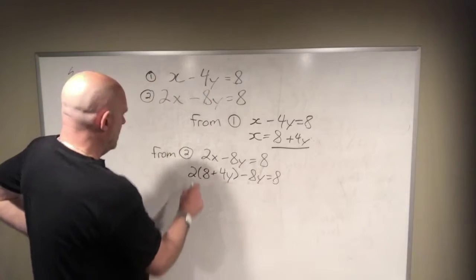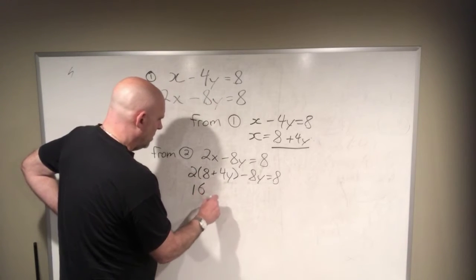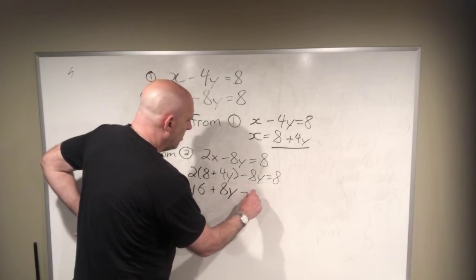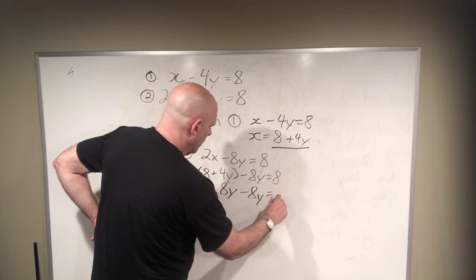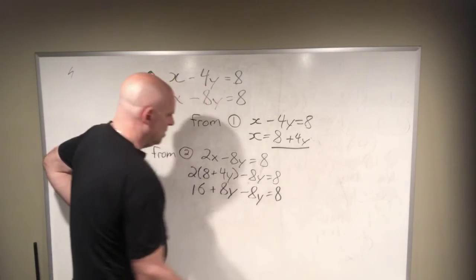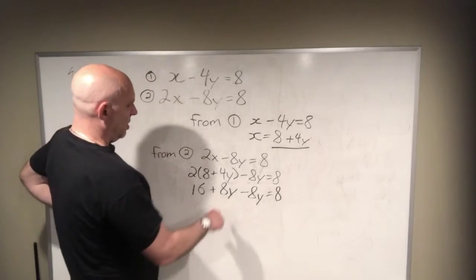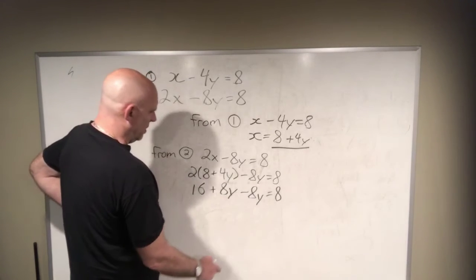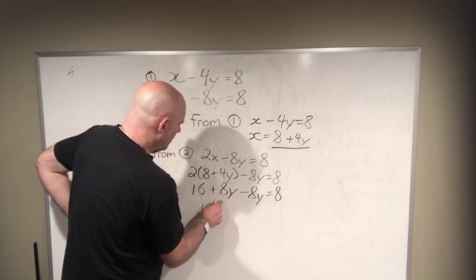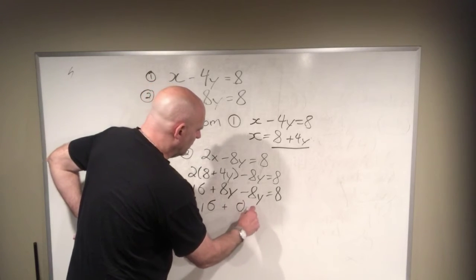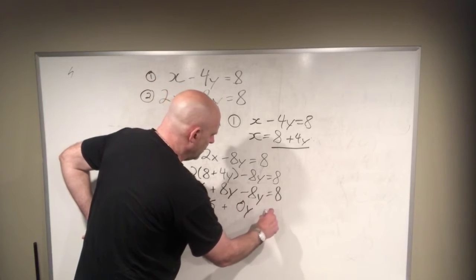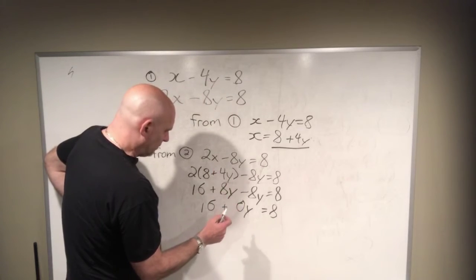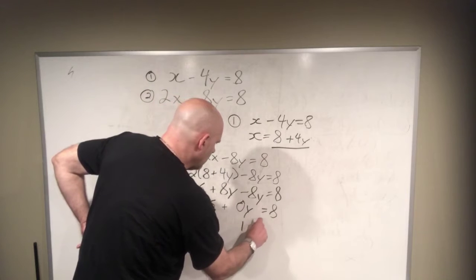Okay. 2 times 8 is 16. 2 times 4y is 8y, minus 8y equals 8. Look at this, 8y minus 8y. That's 0y. These two terms cancel each other out. And what am I left with? I'll write an extra step here. I'll say this becomes 0y. That's a funny looking 0. I know, don't worry, I haven't been drinking. And it equals 8. So the y's are gone, and that whole term is gone.